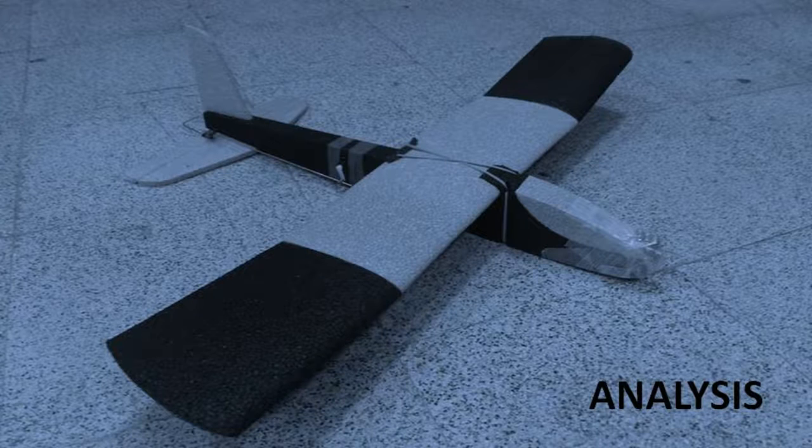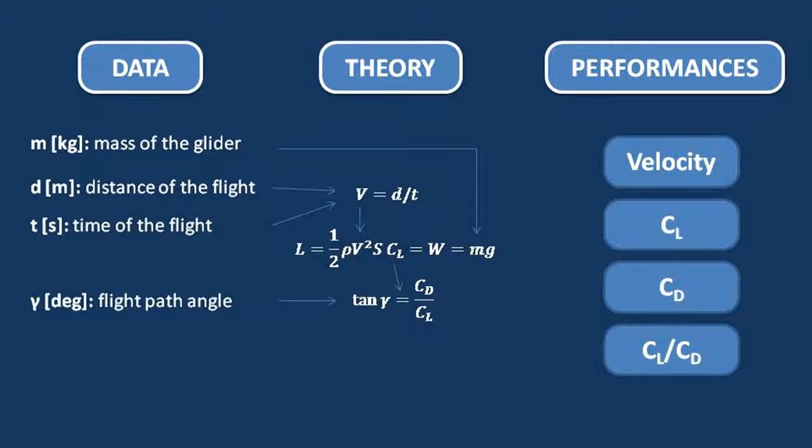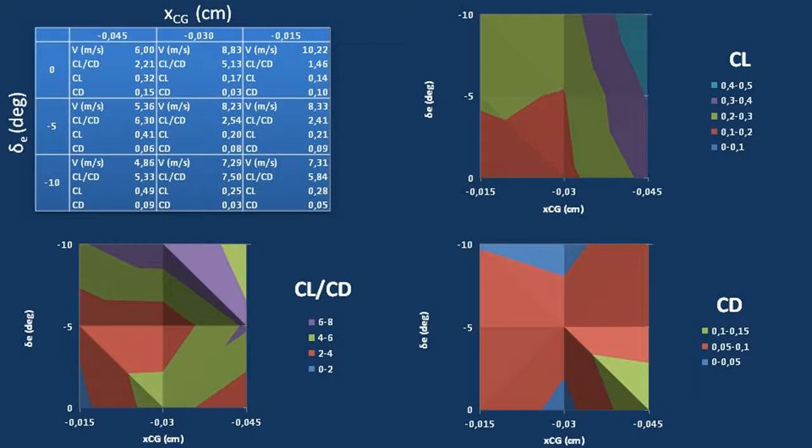Now, from this test, we obtain data to calculate some of the glider performances. The data collected are the glider mass, the time and distance of the flight, and the flight path angle. Applying fundamental equations, we obtained the velocity, the lift, the drag, and the lift-to-drag ratio. The results are presented in the following table and graphs. The parameter of special interest is the lift versus drag ratio, also known as glide ratio, as it is a measure of the range of the flight.